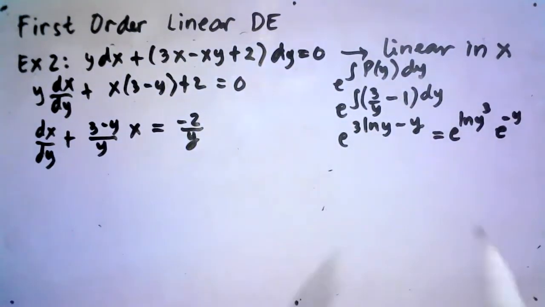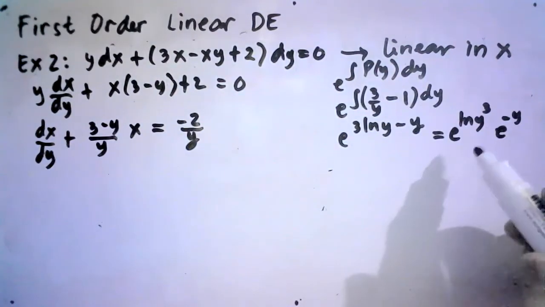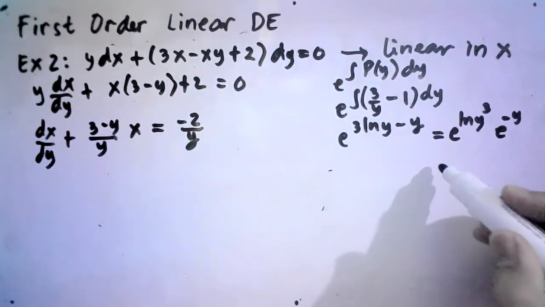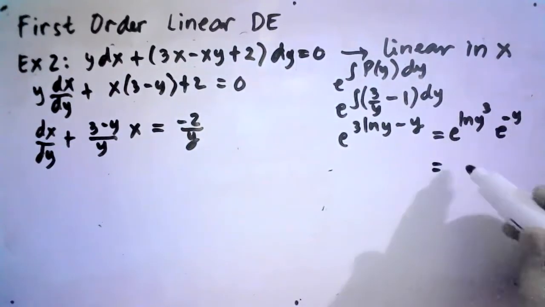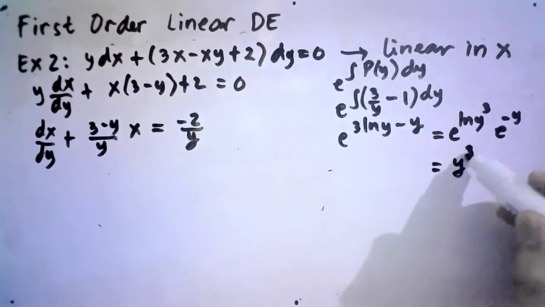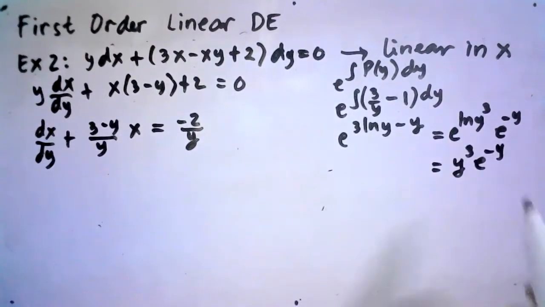Now, we have here our e. The result of this part is e raised to ln y cubed, which equals y cubed e raised to negative y. This is the result of our integrating factor. So we have already found our integrating factor.